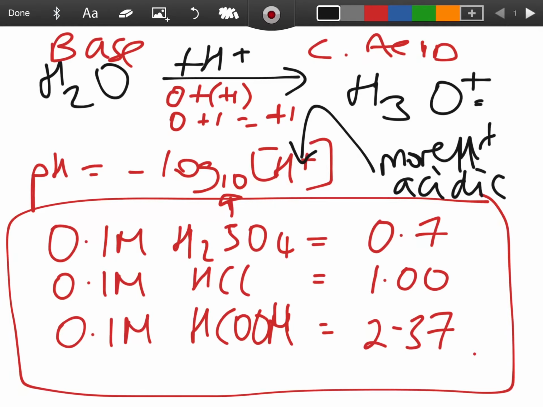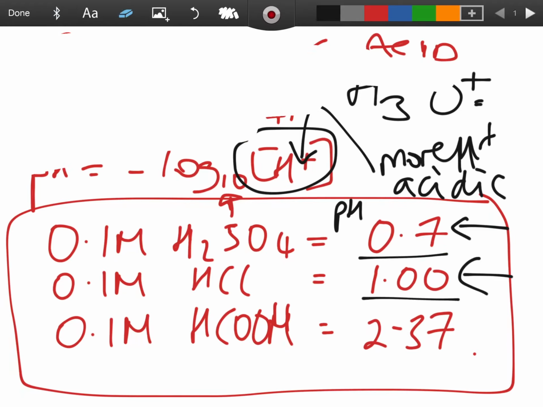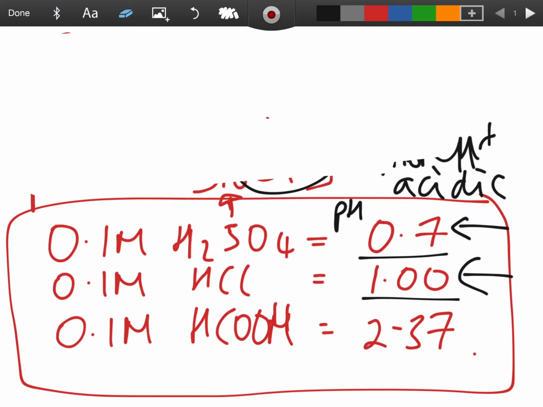Now, in the first part of that, they asked you to describe, in terms of hydrogen ions, the difference between the pH values of the hydrochloric acid and the sulfuric acid. So this is the pH value of the sulfuric acid, and this is the pH value of the hydrochloric acid. How could you explain, in terms of hydrogen ions, why the pH value of sulfuric acid is 0.7 and the pH value of HCl is 1? Okay, now the reason being, of course, they're both strong acids, you see.